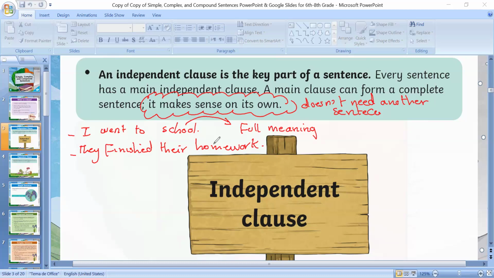Mariam, if I wrote this sentence, Dad phoned me yesterday.